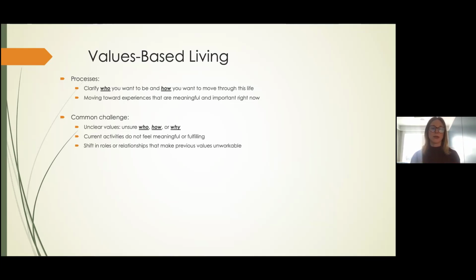But here are some of the ways that we might know that someone is not very connected to their values: that they are unsure who they are, or how they want to be in the world, or why they do things. And it might come from specific inquiries that you have, or it might just come up in conversation, something that you kind of notice through the different ways that you're talking about things.